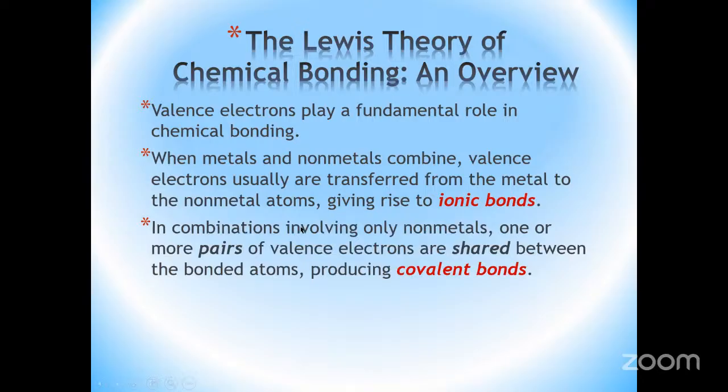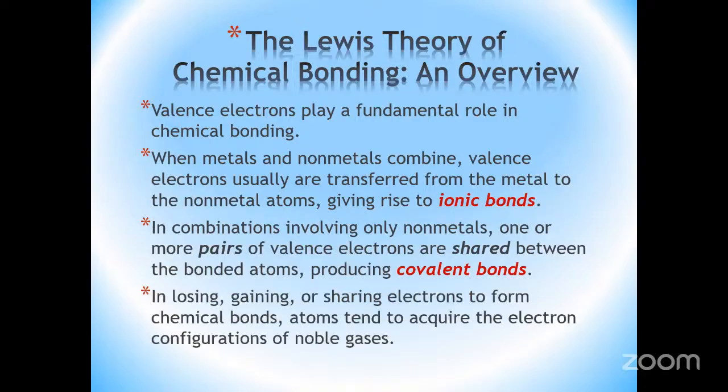In the case of combining two nonmetals, what will happen is that you'll have sharing of electrons between nonmetallic atoms as far as their valence electrons are concerned. And as a result, you're going to end up with what are called covalent bonds. These covalent bonds are the result of the attraction between the nuclei of the different atoms and the shared electrons, right? In either case, ionic bonding or covalent bonding, the atoms themselves will either lose, gain, or share electrons to end up with a noble gas configuration.